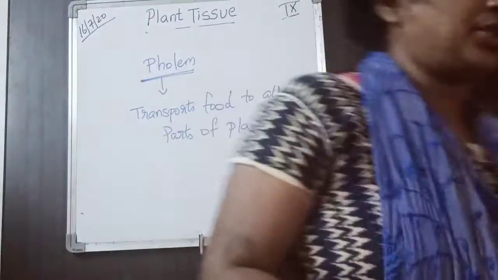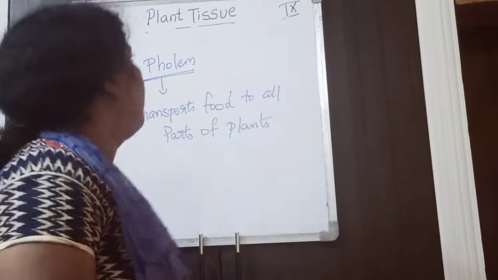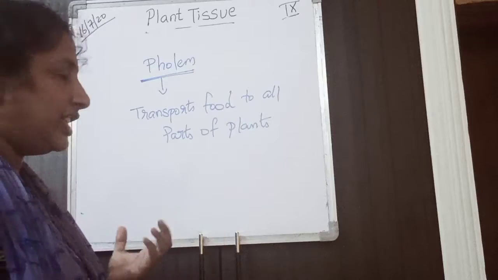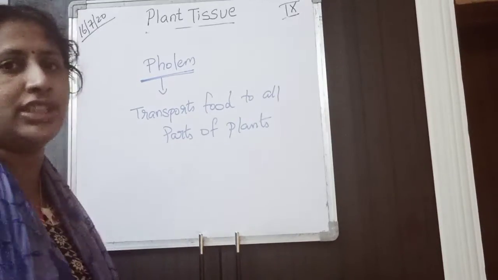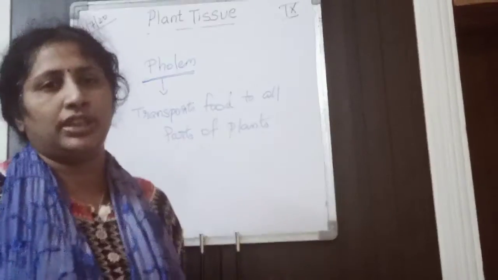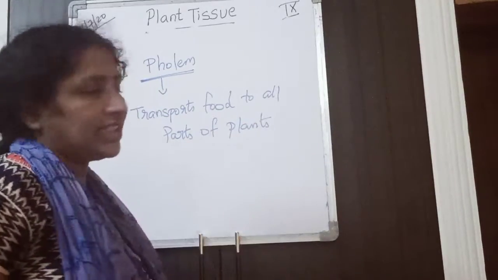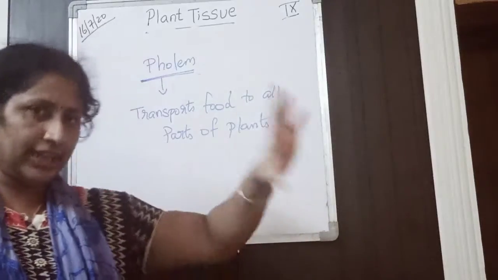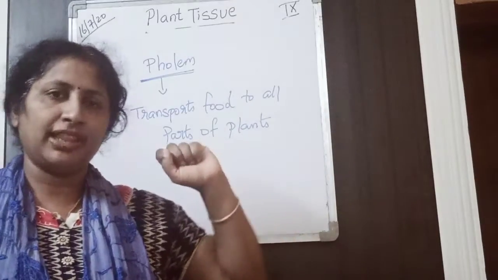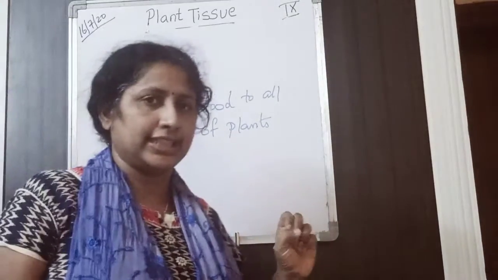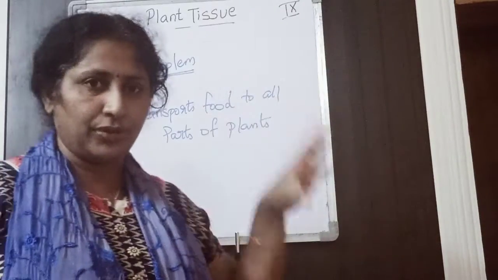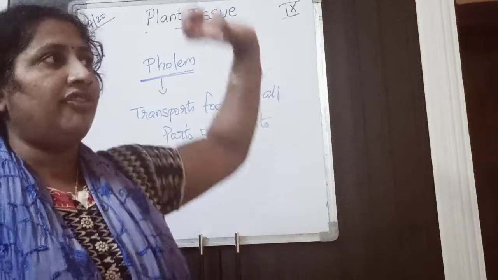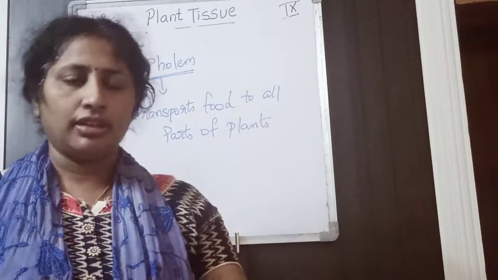So the next tissue is phloem. Phloem is also a part of vascular tissue, and the main function of phloem is to transport food to all parts of the plant. So which part of the plant prepares food? Leaf. We know leaf prepares food by the process of photosynthesis. So the food prepared by the leaf should be transported to the entire plant, from flower to roots.